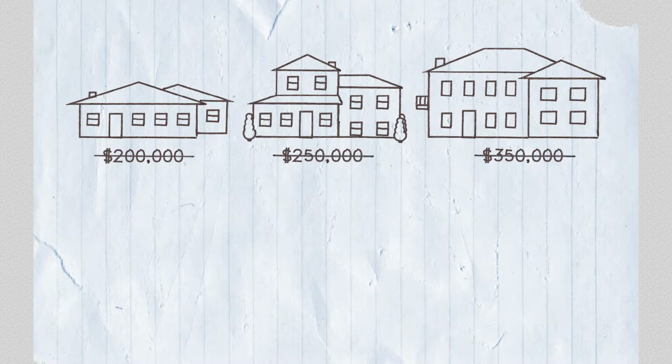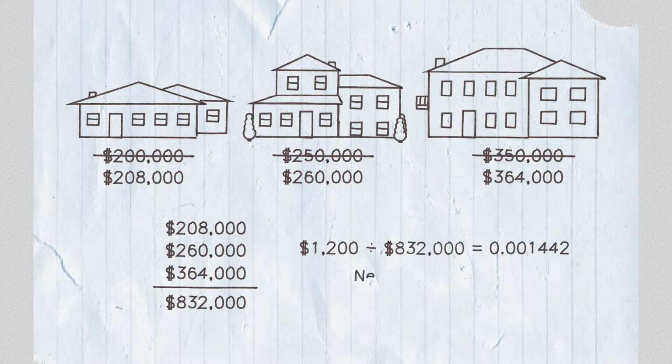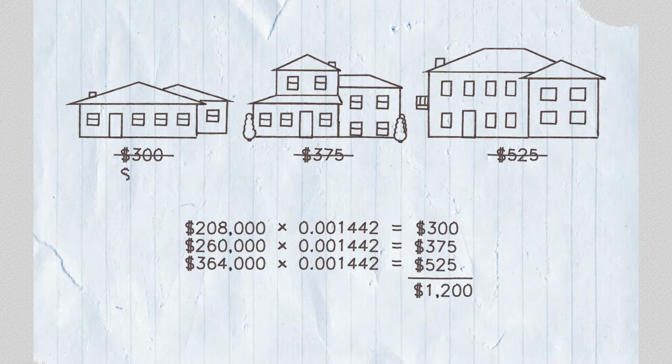Let's imagine that another year has passed and that property values have increased by 4%. Now, let's imagine that the cost of providing services has remained the same, $1,200. The tax rate is the cost of services divided by the total assessment. The result is that all owners still pay the same tax as before because the cost of services has not changed. Let's summarize what we've covered so far.